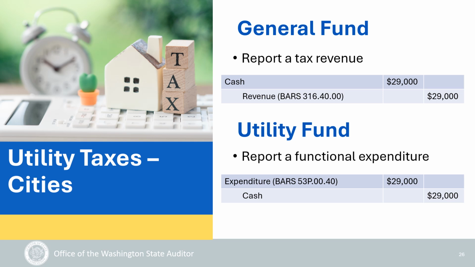Notice that neither fund reports a transfer. Remember earlier I said it would be rare for a proprietary fund to report a transfer out. Sometimes we see governments mistakenly report a transfer out instead of a utility tax expenditure. A hint for all governments watching: if you have proprietary funds, go look at whether you're reporting transfers out of those proprietary funds. If you are, I recommend investigating to determine whether it should actually be reported as an expenditure.